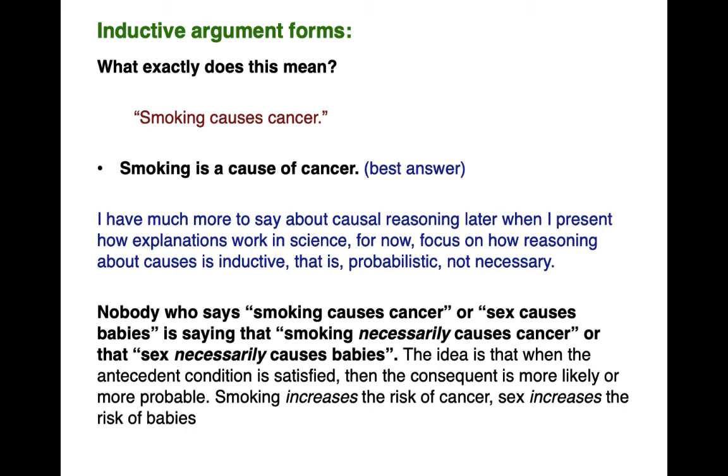Nobody who says smoking causes cancer or sex causes babies is saying that smoking necessarily causes cancer or always causes cancer, or that sex necessarily causes babies. The idea is that when the antecedent condition is satisfied, the smoking or the sex, then the consequent is more likely or more probable. Smoking increases the risk of cancer. Sex increases the risk of babies.